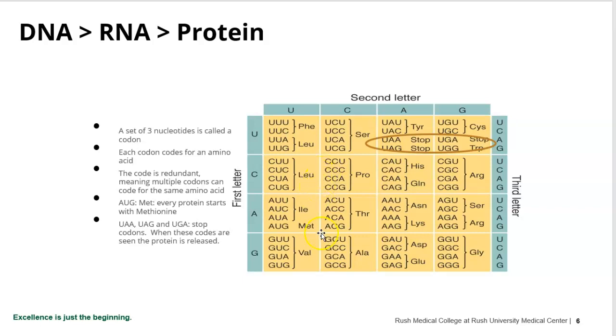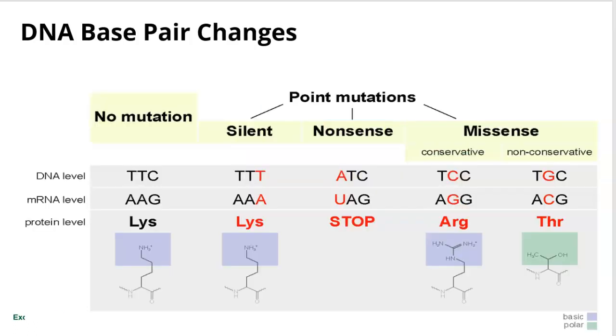Every protein starts with methionine, AUG. And then here are stop codons, UAA, UAG, UGA. So if tyrosine went from UAC to UAA, I'd go from putting in an amino acid, tyrosine, to stopping the entire thing. So here we have just some examples of base pair changes.